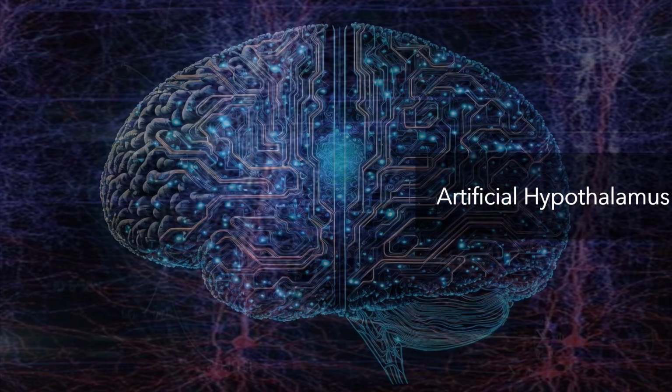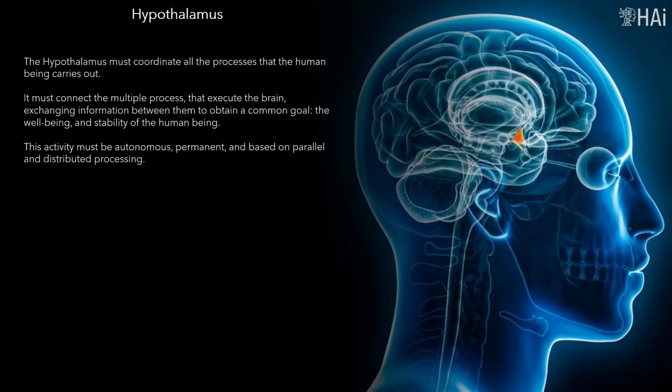Artificial hypothalamus. The hypothalamus must coordinate all the processes that the human being carries out. The artificial hypothalamus must connect the multiple mathematical models, algorithms, that are part of the artificial brain, exchanging information between them to obtain a common goal, mathematically an objective function. This activity must be autonomous, permanent, and based on distributed processing.